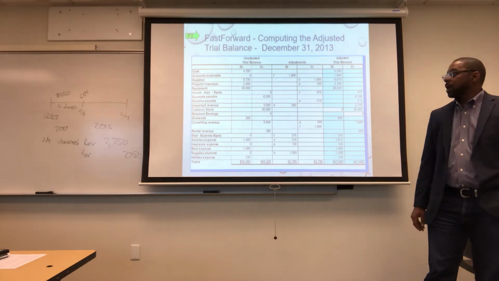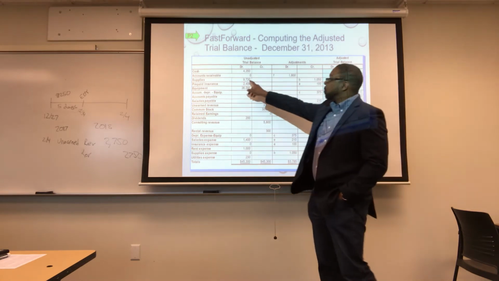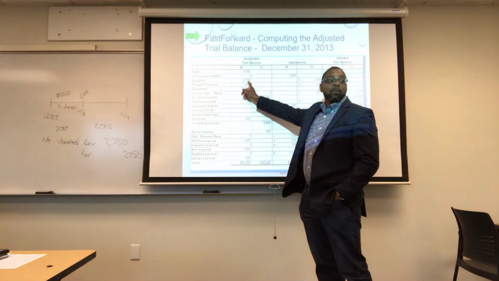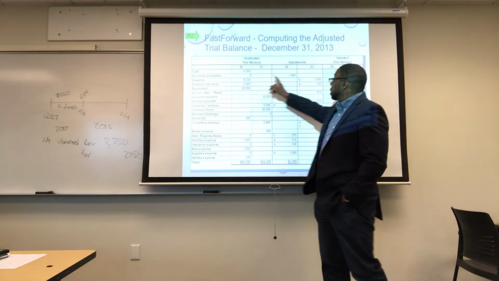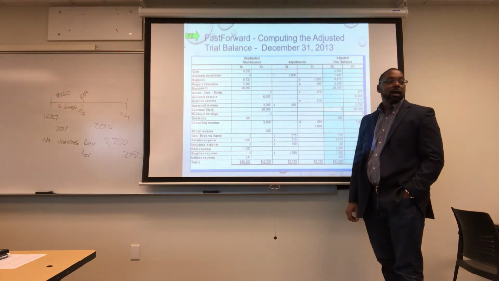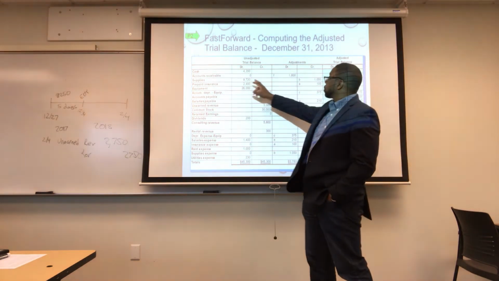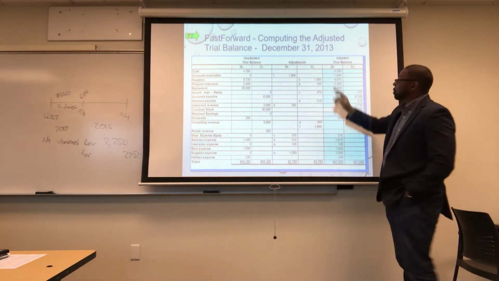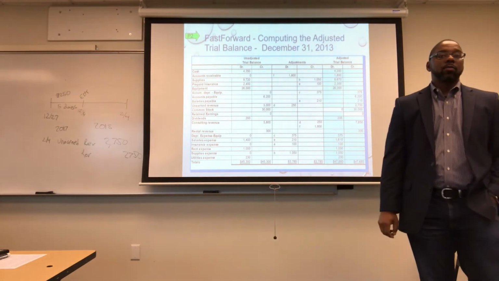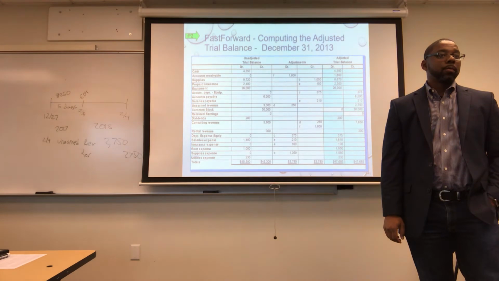Now on the opposite side, if you have a debit and a credit, so here you've got supplies for $9,720, and you have an adjustment for a credit of $1,050. You take the difference. So you have the $9,720 minus $1,050, you get $8,670. Everyone with me?